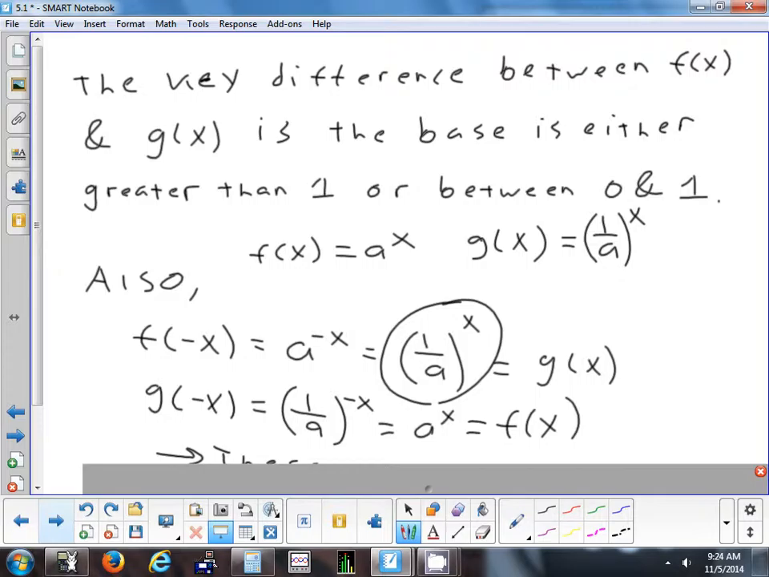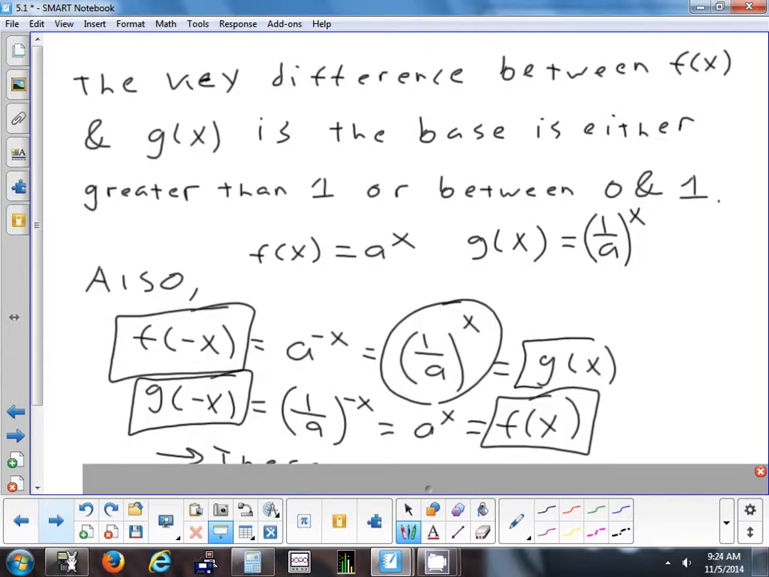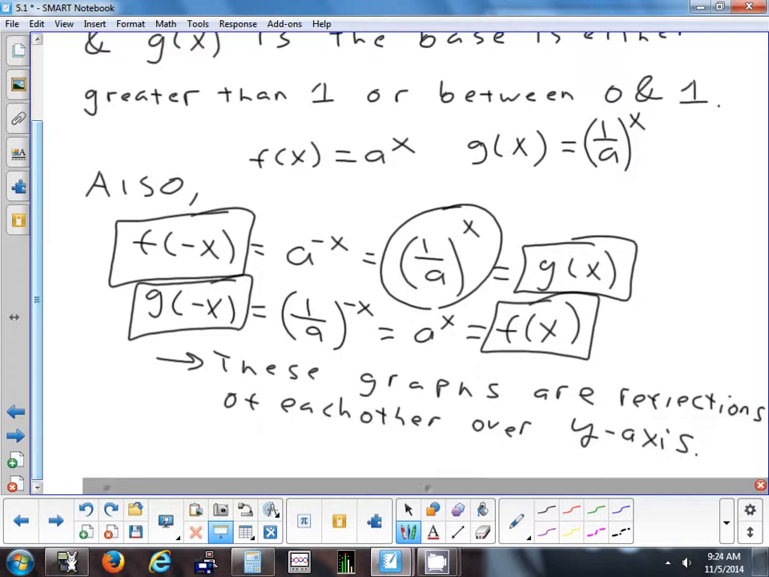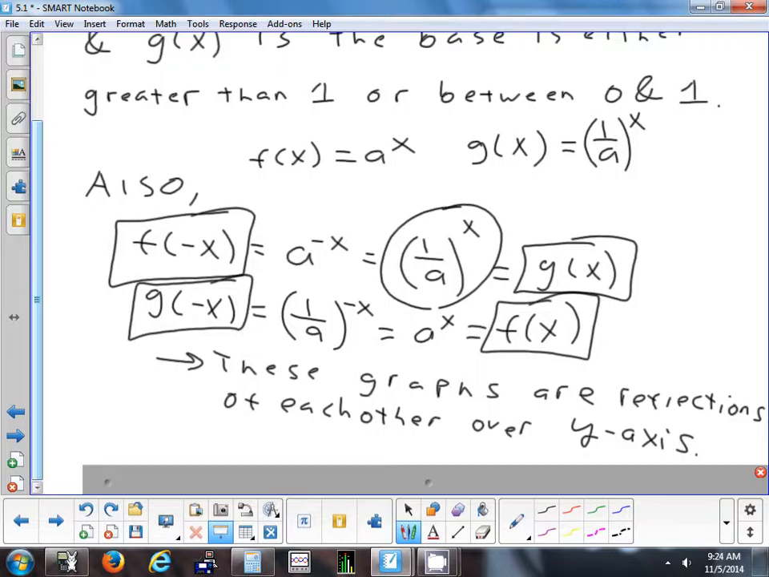So the important point to look at is this equals that. And this equals that. F of negative x equals g of x, and g of negative x equals f of x. If you can take two functions, replace the x's with negatives, and get the other one, that proves that they are reflections of each other over the y-axis.